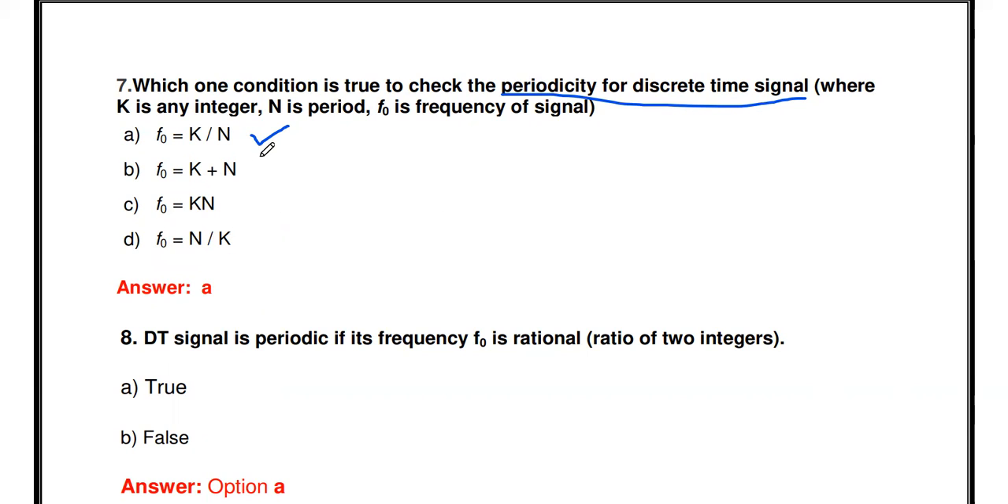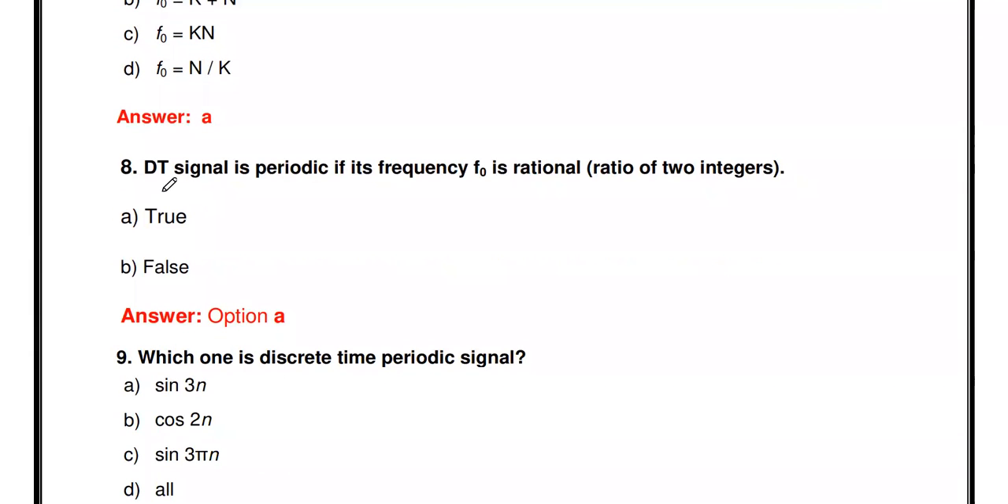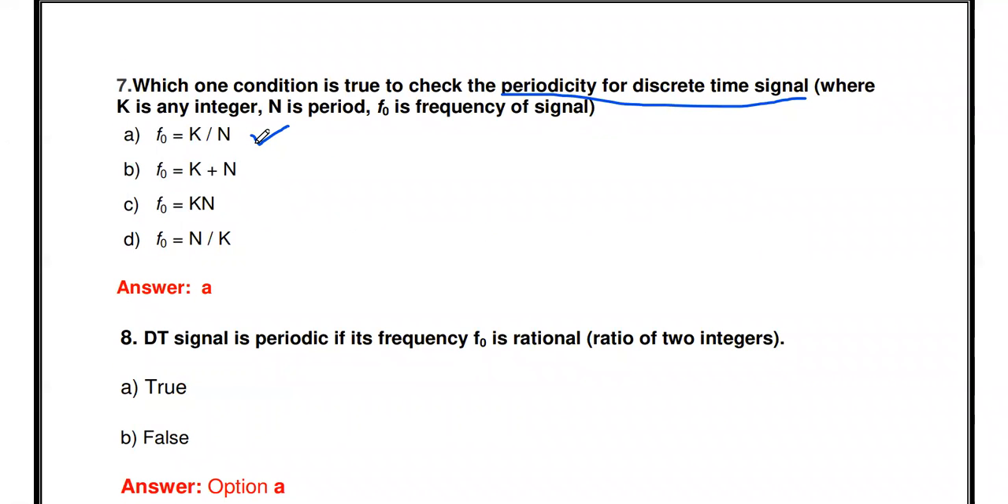So these are all the wrong answers. The f naught is said to be k divided by n. If k and n are integers, then that particular discrete time signal is a periodic signal. So this is the condition. Next, a discrete signal is periodic if its frequency f naught is a rational number, a ratio of two integers. This is the condition of the previous question.